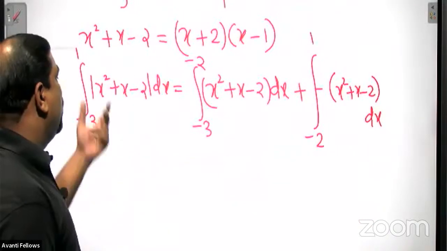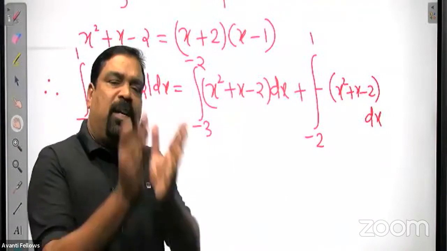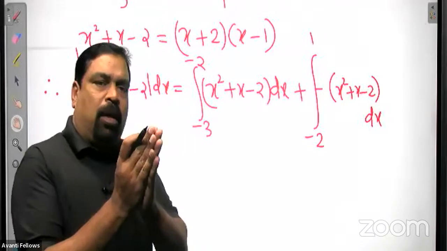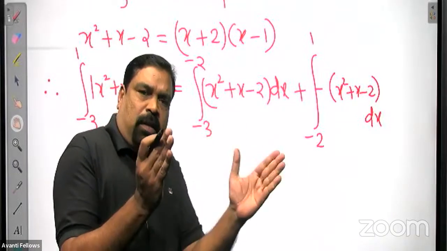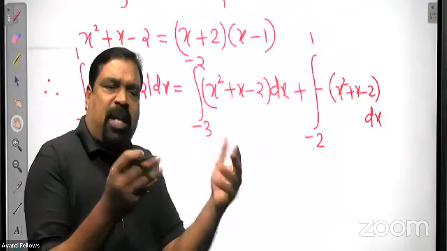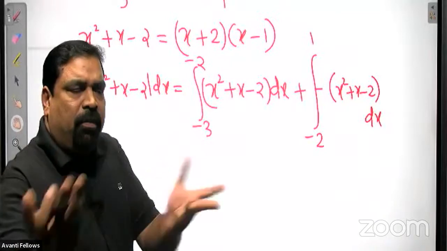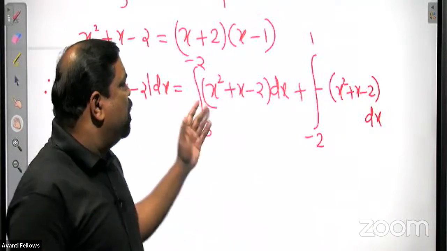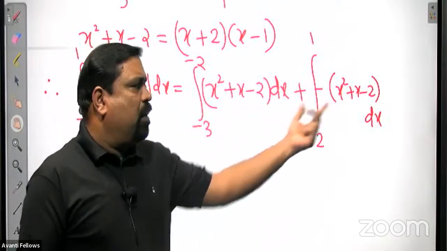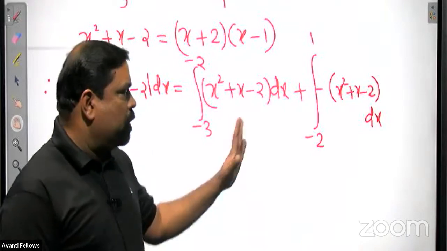So whenever the modulus comes, we have to break at the turning points. And again, we have to see, less than that turning point, the function sign, positive or negative. After, greater than that, in that interval, whether it is positive or negative, like that. Now the integration is very simple. This is a polynomial. Everybody can integrate and substitute the limit. I think it is clear.